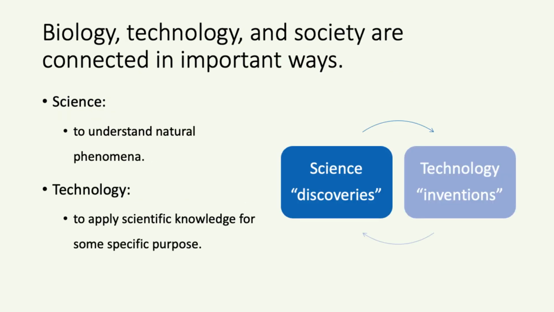Biology, technology, and society are connected in important ways. The goal of science is to understand natural phenomena. In contrast, the goal of technology is to apply scientific knowledge for some specific purpose. Scientists speak of discoveries, whereas engineers speak of inventions. These two fields, however, are interdependent. Technological advances stem from scientific research, and research benefits from new technologies.